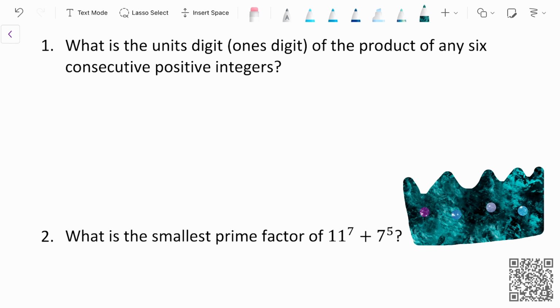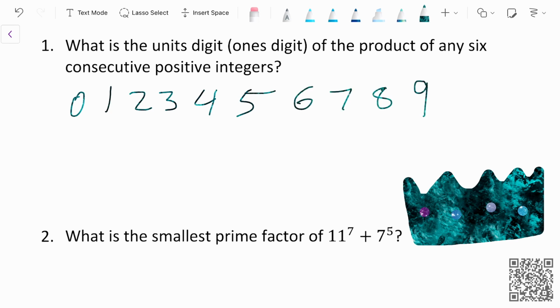Today's first question is, what is the units digit, the ones digit, of the product of any 6 consecutive positive integers? First of all, y'all know that the units digit of any number is going to be either 0, 1, 2, 3, 4, 5, 6, 7, 8, or 9. So you can have any one of these 10 numbers as your ones digit, okay? Whichever one you prefer.